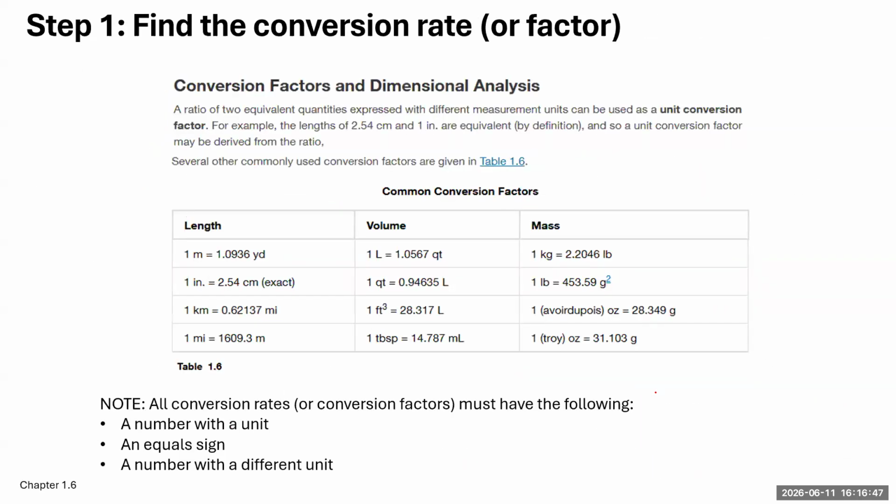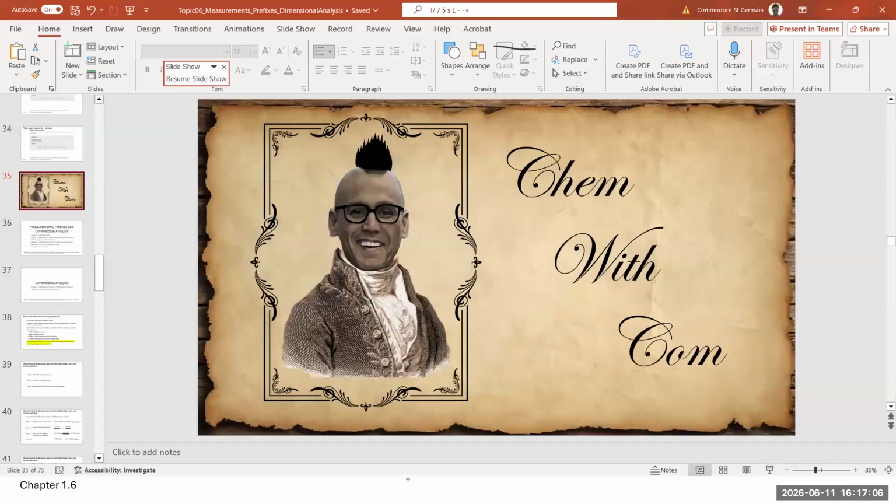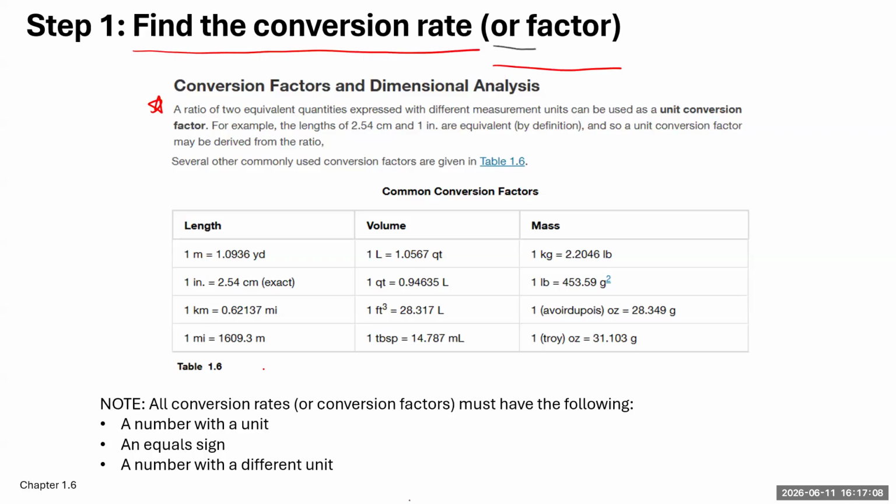All right. So again, we're going to go through these steps just to reiterate and reinforce what we're trying to talk about, all right? This is the book way to do it. It's very wordy, but basically what you're doing is you want to find the conversion rate, or sometimes people call it conversion factor, right? All of these are going to be a number with a unit, an equal sign, a number with a different unit.